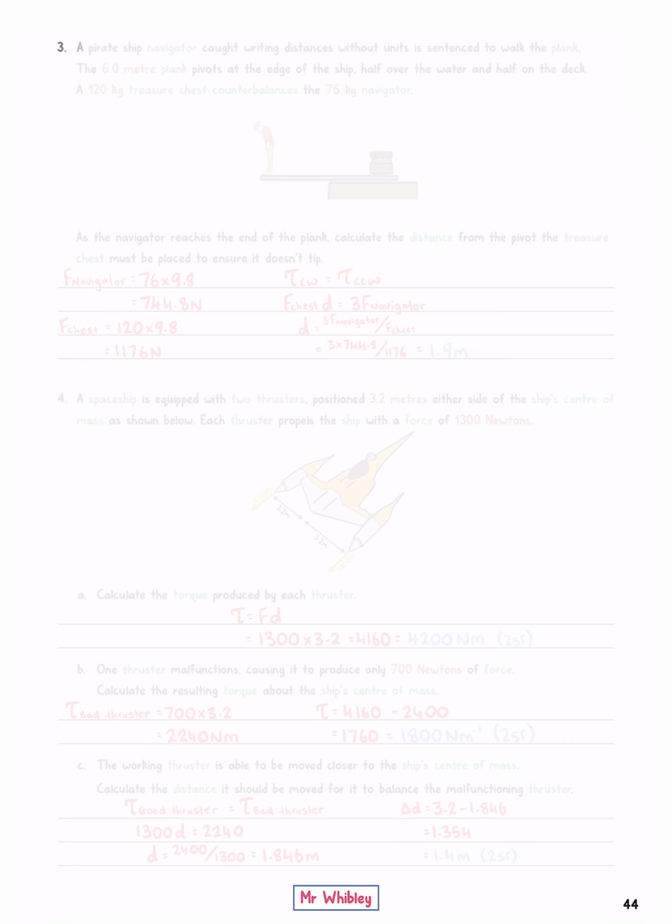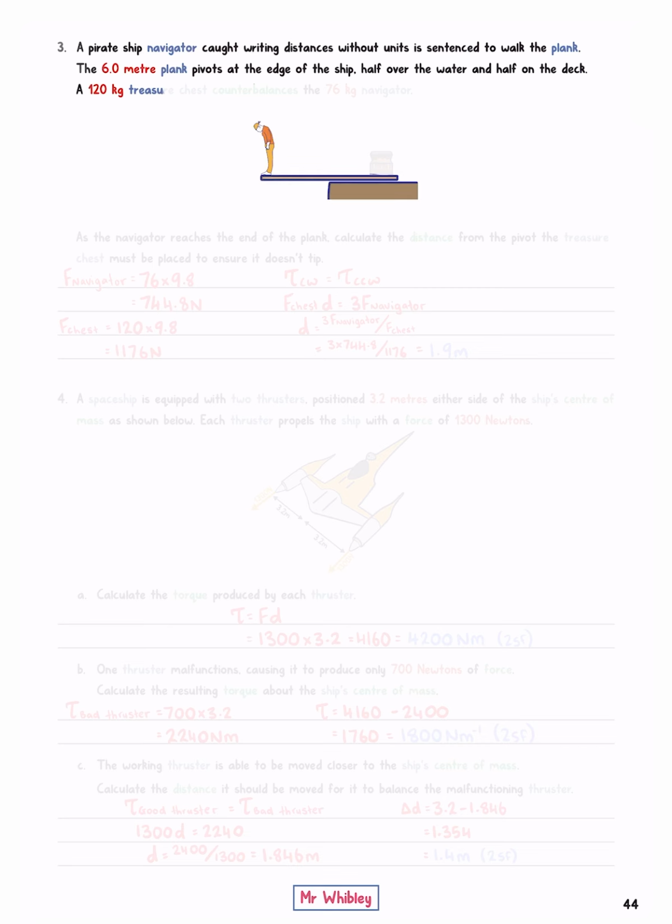Question 3. A pirate ship navigator, caught writing distances without units, is sentenced to walk the plank. The 6-meter plank pivots at the edge of the ship, half over the water and half on the deck. A 120 kilogram treasure chest counterbalances the 76 kilogram navigator. As the navigator reaches the end of the plank, calculate the distance from the pivot the treasure chest must be placed to ensure it doesn't tip.